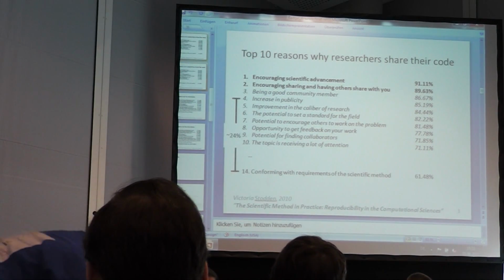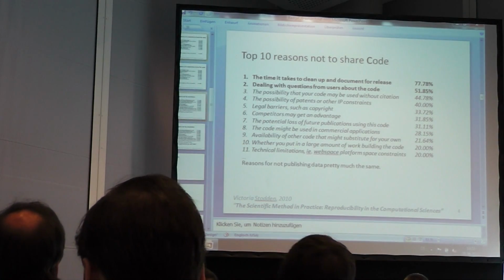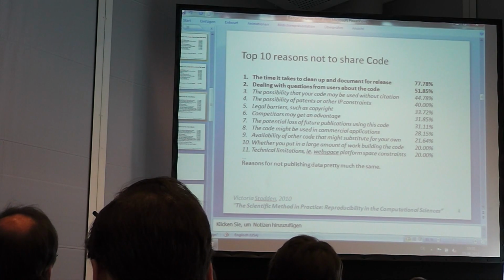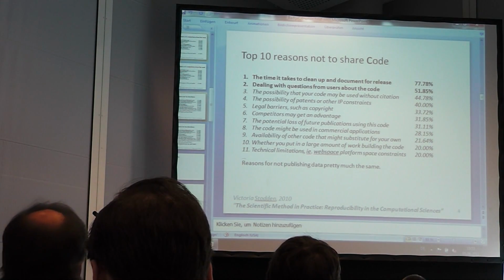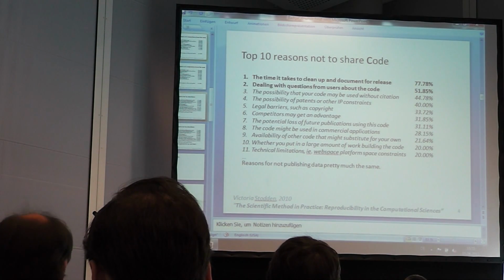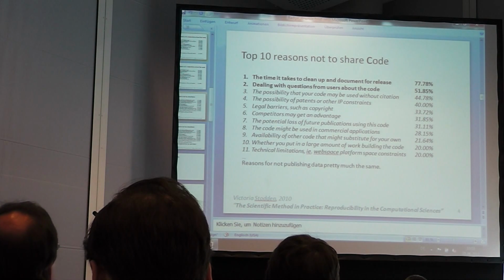Okay, so much for the reasons why people share their code. And now for the reasons why people do not share their code and data. It's not so surprising that the number one top vote, by far, was of course the time it takes to clean up and document for release. And I think we can all sign this, because it really takes a lot of time. Usually we do not have time to do that.